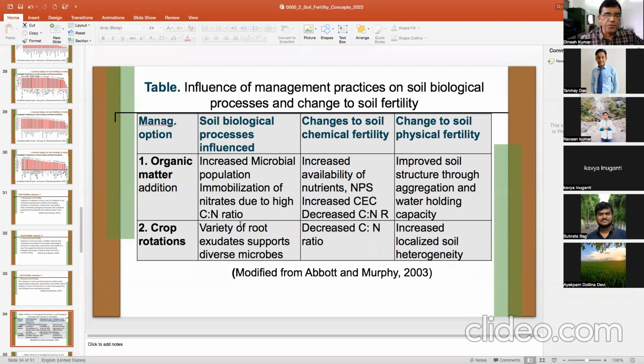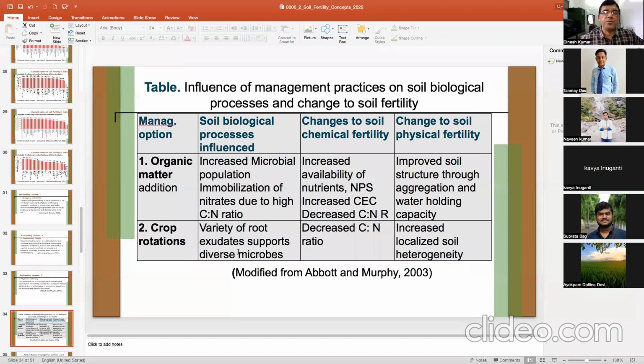What will crop rotations do? If you follow crop rotations, with crops of different families, different genus and characteristics, then the kind and variety of root exudate or rhizodeposition improves in soil. A variety of root exudates will be there if you rotate the crop. That means similarly, it will attract a variable community of microbes. You will have more variety, more species of microbes if you follow crop rotation. And there is a decrease in C:N ratio and an increase in localized soil heterogeneity.